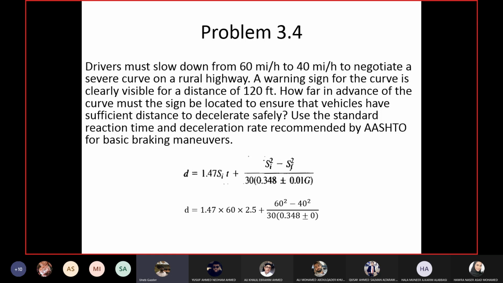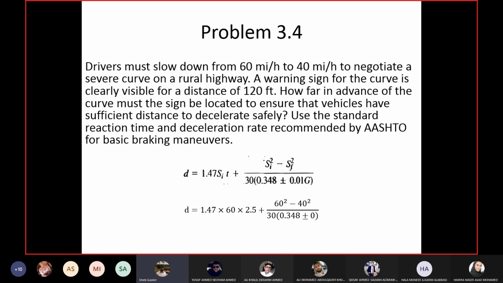Now since you are reducing the speed, you need to warn the driver. For warning the driver, we have to put a sign there. According to the size of the sign, they have estimated that the sign will be visible to the driver from 120 feet. So wherever the sign is placed on the road, when the driver is 120 feet from the sign, he can see the sign. This is the visibility of the sign.